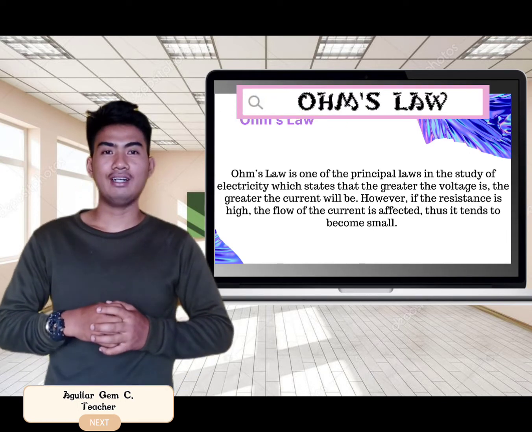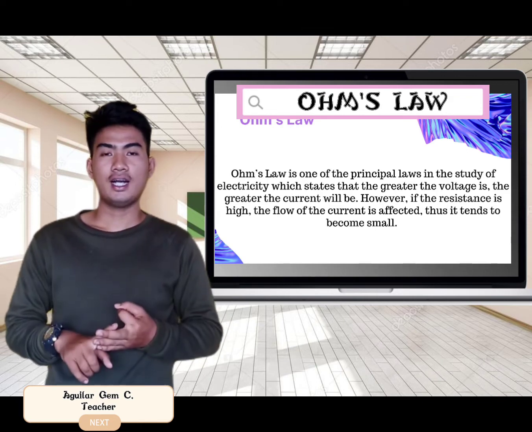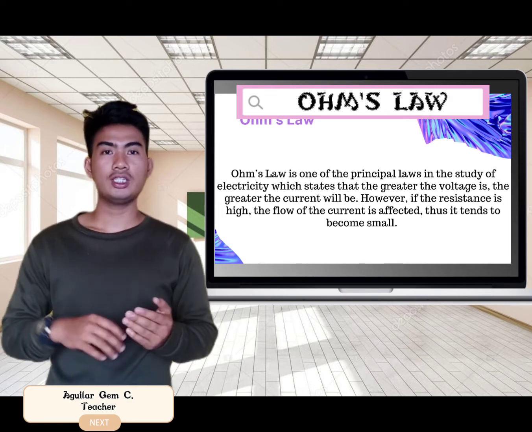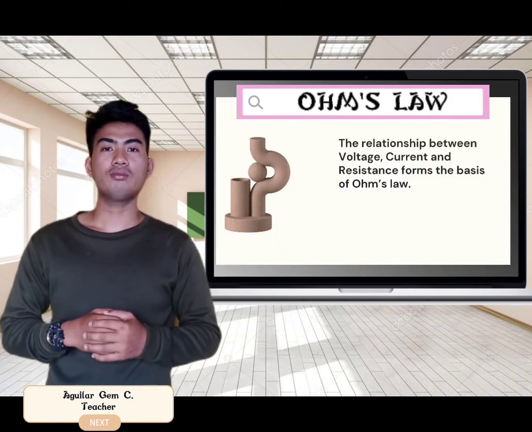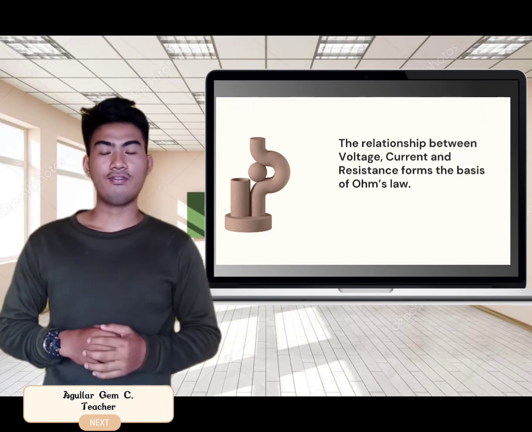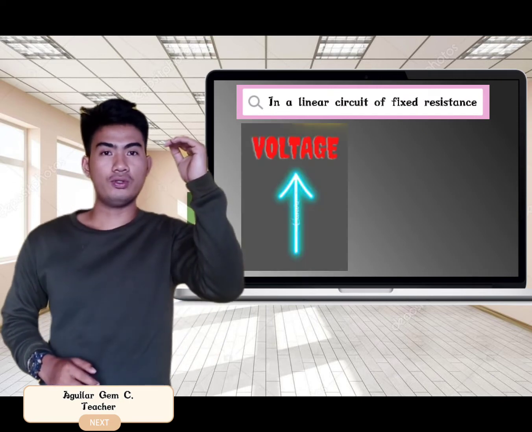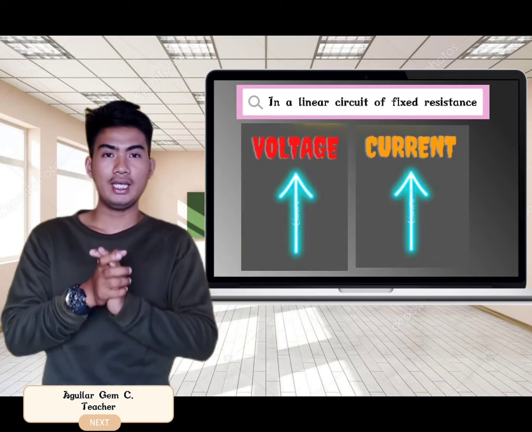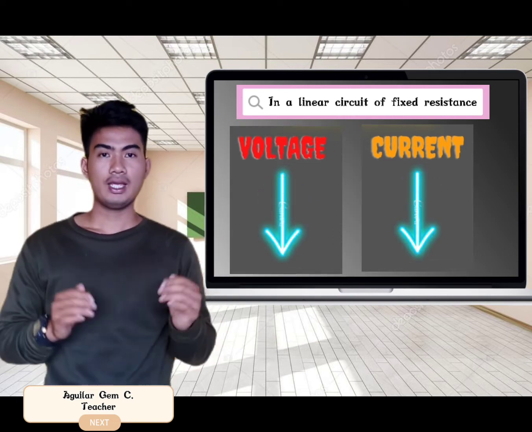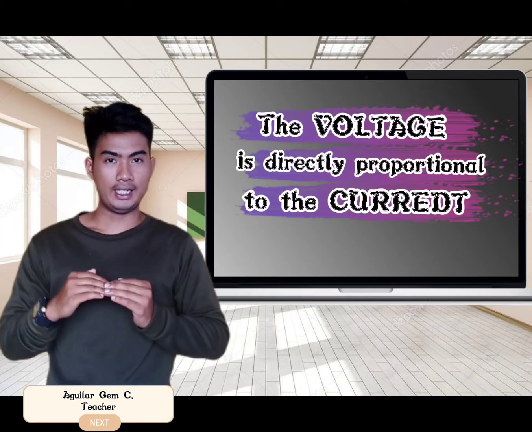Hopefully, by now you should have some idea of how electrical voltage, current, and resistance are closely related together. So, the relationship between the voltage, current, and resistance forms the basis of Ohm's law. In a linear circuit of a fixed resistance, if we increase the voltage, the current will also increase. And similarly, if we decrease the voltage, the current will also decrease. This means that the voltage is directly proportional to the current.